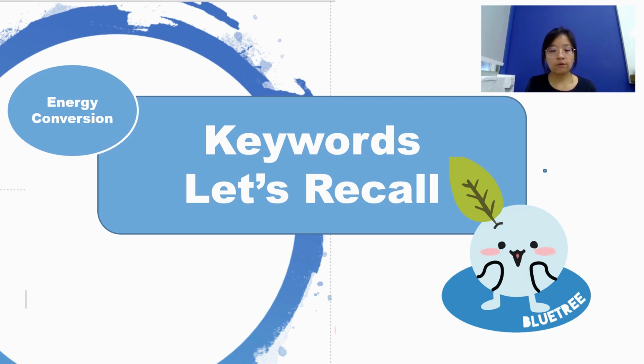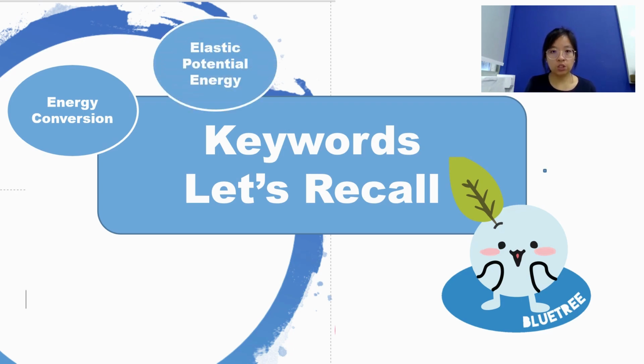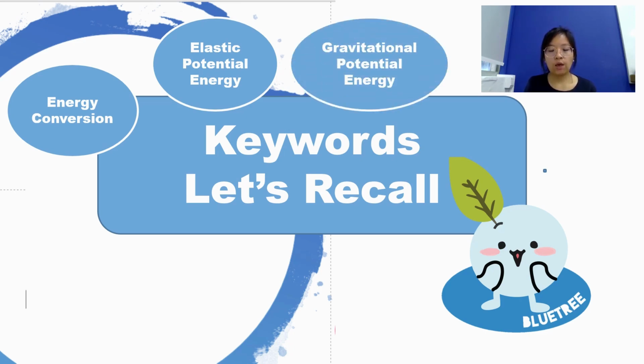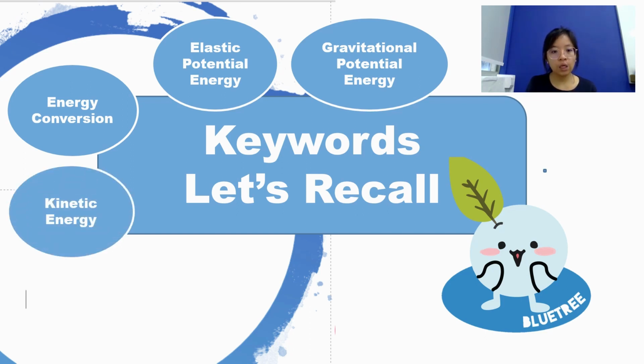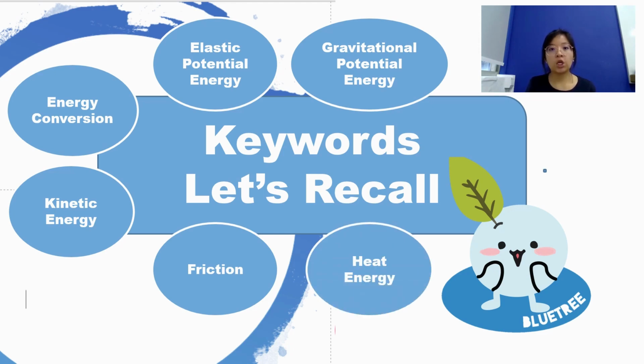We have learned different forms of energy. For example, elastic potential energy. So this is when a string or a spring is being stretched. We have also learned about gravitational potential energy, which is when something is being raised above the ground level. We also learned about kinetic energy, which is when something is moving. In our question, we also see friction. So when there is friction, some of the kinetic energy will then be converted into heat energy. So these are some keywords that we have used in the questions we have gone through.